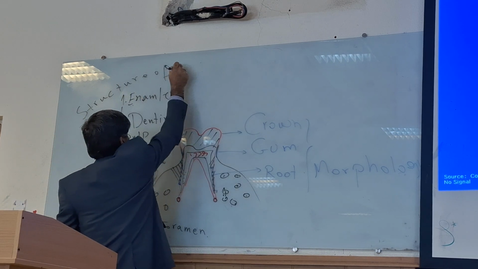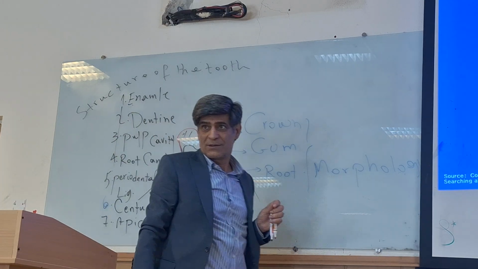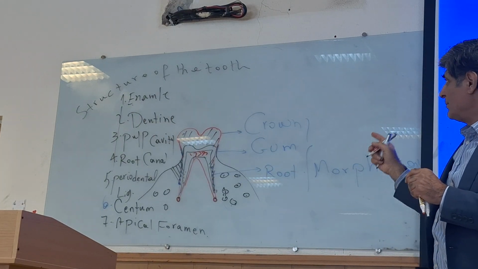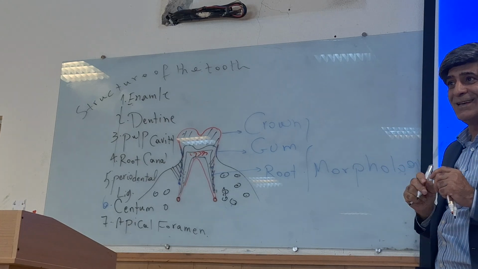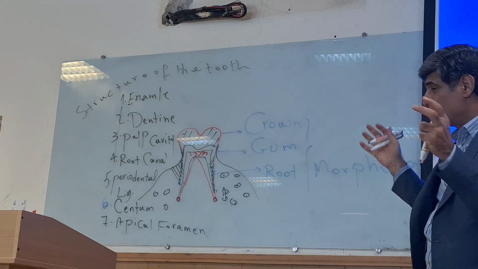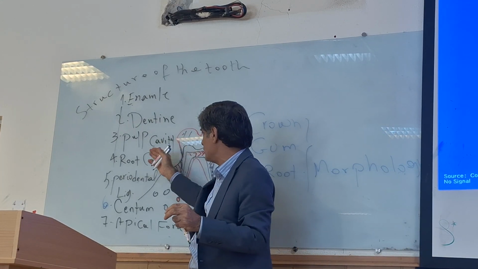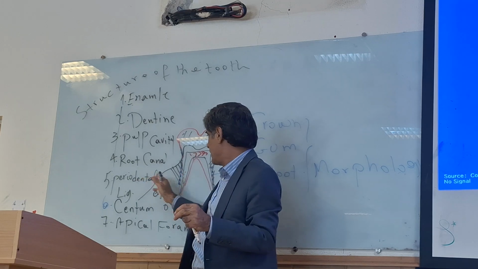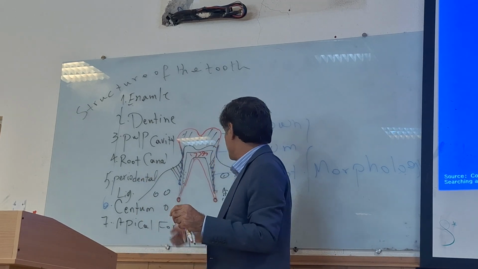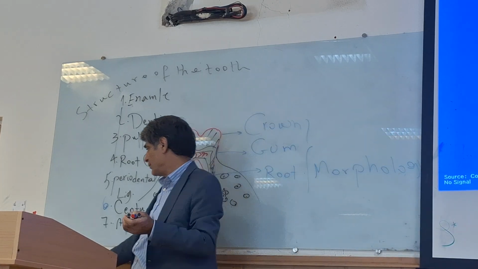Structures of the teeth. Okay, structures. Did you understand? Enamel is the hardest part of the teeth. But the largest part of the tooth is dentine, then pulp cavity, root canal, periodontal ligament, cementum, apical foramen. And the morphology contains three parts.